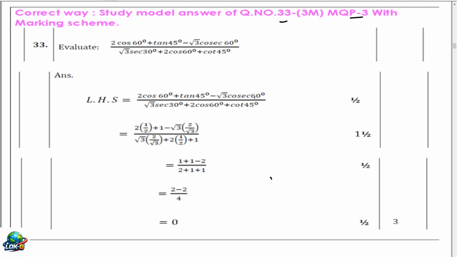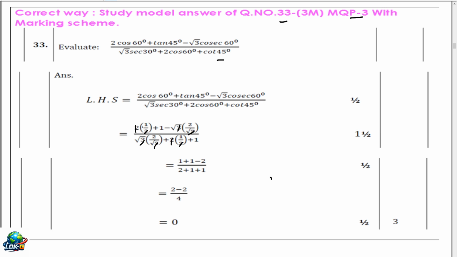Root 3. What is cosec 60? 2 by root 3. Root 3 into sec 30 is 2 by root 3. And 2 into cos 60 is 1 by 2. Then cot 45 is 1. Cancel the terms wherever you can cancel. 2 cancels here, and root 3 cancels here. Root 3 cancels here, 2 cancels here.